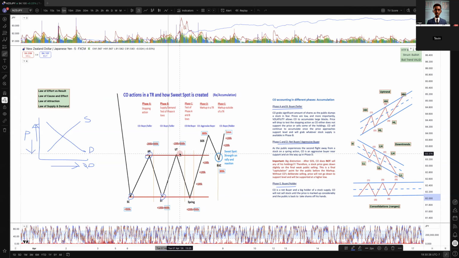Next, we have the law of effort versus result. If the volume is going up in the upward direction, that's harmony. If it's going up in the downward direction, that's harmony, right? But if volume is going up in the up direction, but then price is going down, then that's disharmony. And that's something that we can see through the law of effort versus result.